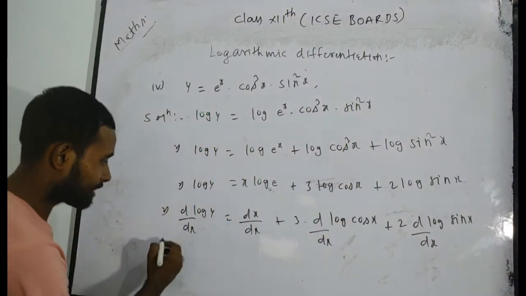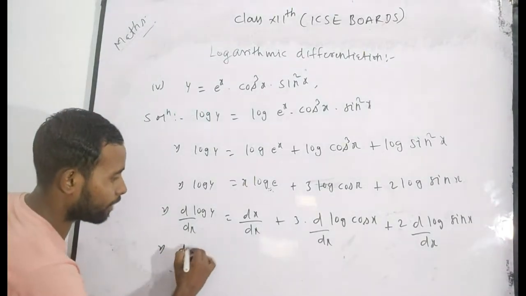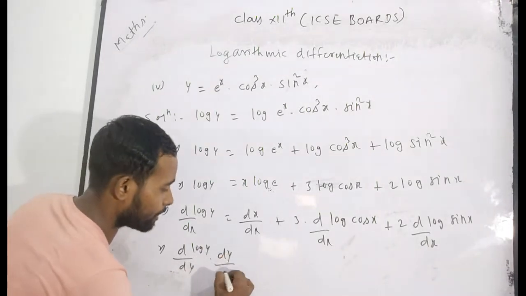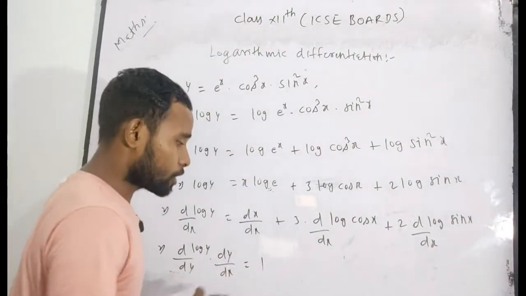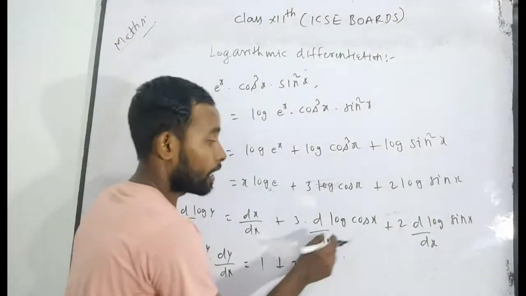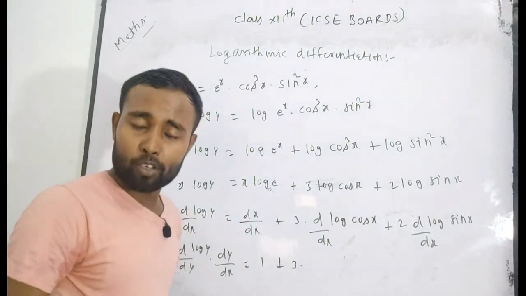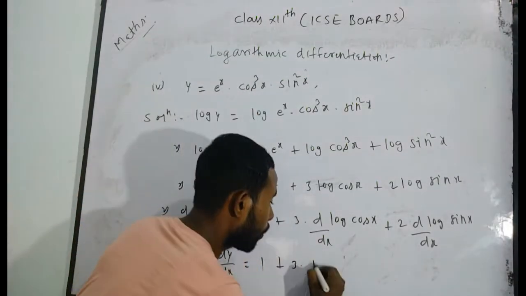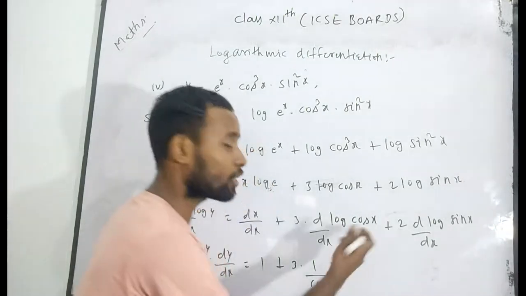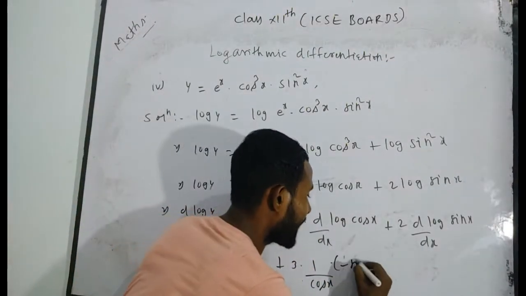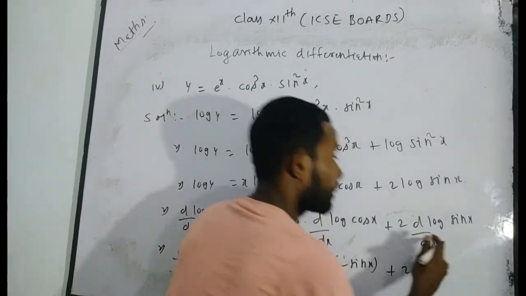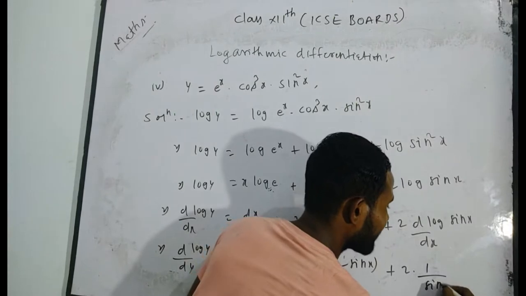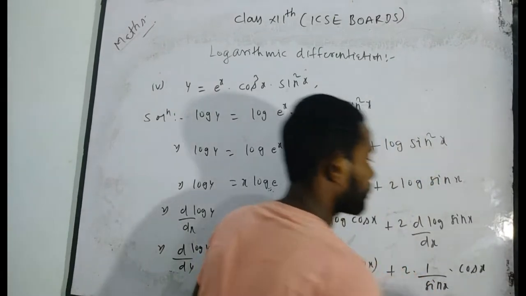Now, firstly differentiate the derivative of log y with respect to x. You can't find it directly, so firstly write here the derivative of log y with respect to y, and again the derivative of y with respect to x. The derivative of x with respect to x will be 1, plus 3 into the derivative of log cos x with respect to x. You cannot find it directly, that's why first you differentiate log cos x with respect to cos x, which will give you 1 upon cos x, and again differentiate cos x with respect to x, which will give you minus sin x. Plus 2 times the derivative of log sin x with respect to sin x, which will first give you 1 upon sin x, and again differentiate sin x with respect to x, which will be cos x.